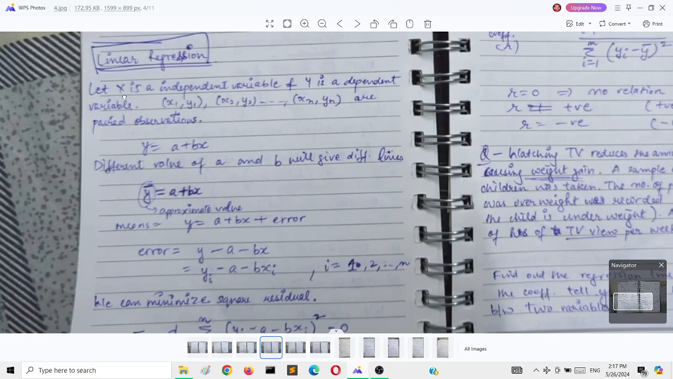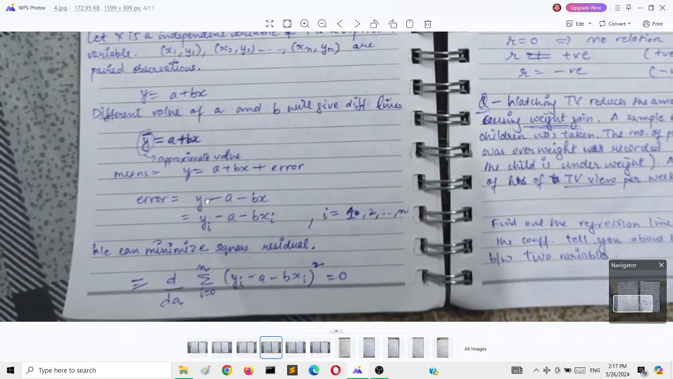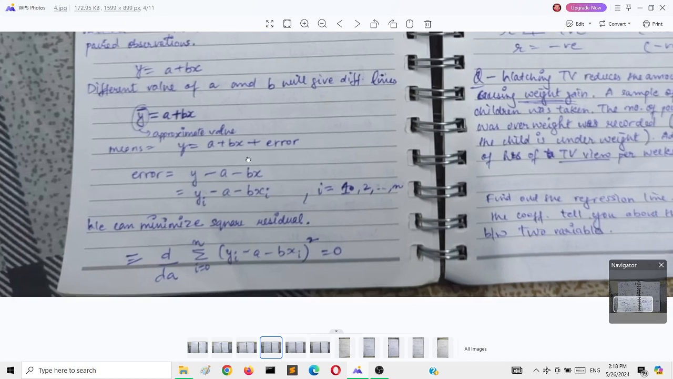In this particular problem, x is the independent variable and y is the dependent variable, so we have pairs x1 y1, x2 y2, up to xn yn as the observations. Then we have y equals a plus bx, where b is the slope, x is your data point, and a is the constant. Different values of a and b will give different lines.